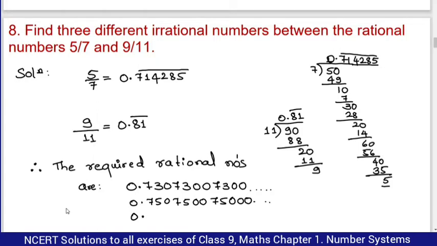Third number is 0.790, 0.7900, 0.79000 and so on.